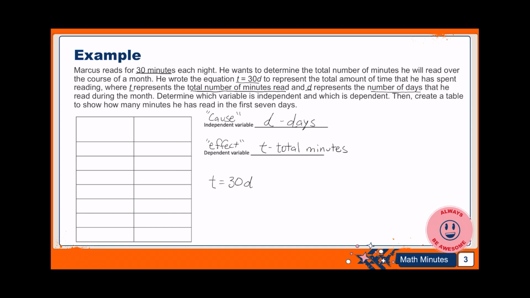Okay, so the number of days, if I multiply that by 30, it tells me the number of minutes. So therefore, D is the cause, or the independent variable, and T is the dependent variable, which is the effect.